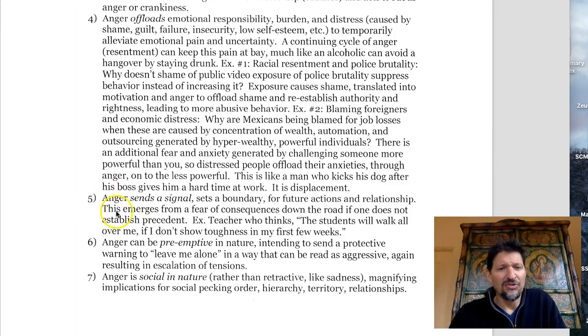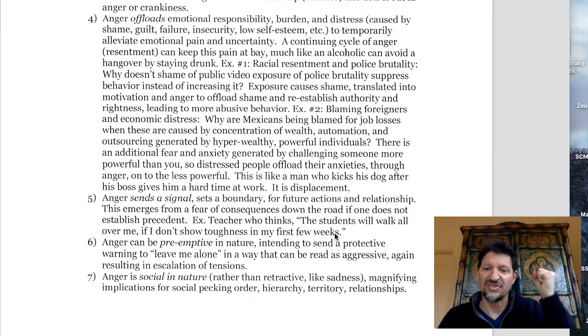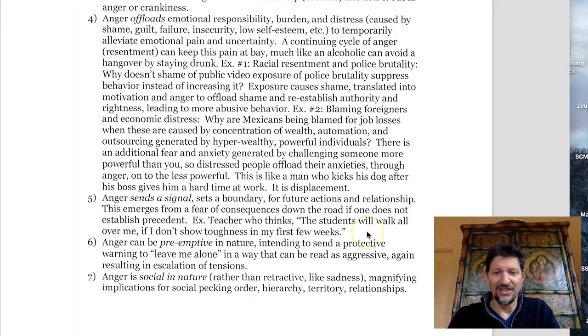So anger, number 5: anger sends a signal, sets a boundary for future actions in relationship. This emerges from a fear of consequences down the road if one does not establish precedent. I see this all the time because I used to teach teachers. The teacher who thinks, quote, the students will walk all over me if I don't show toughness in my first weeks, or if they do something wrong and I don't really come down hard on them. That was a big concern of teachers, and it comes out of this notion too.